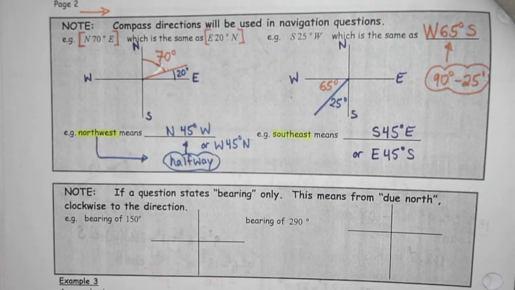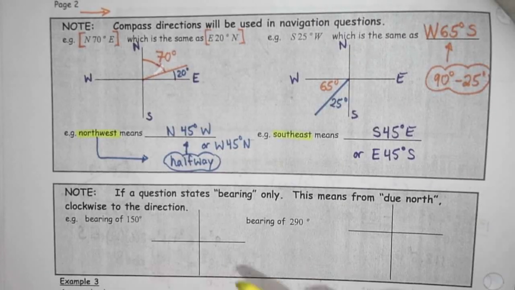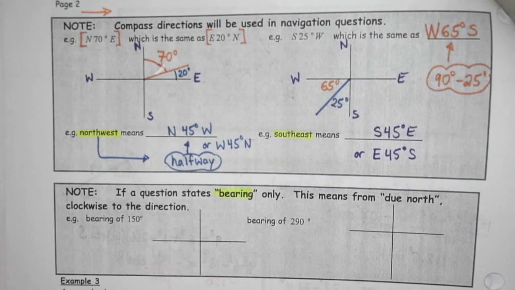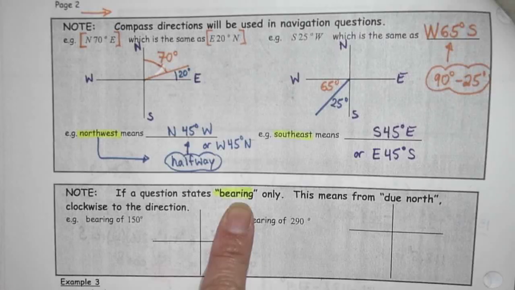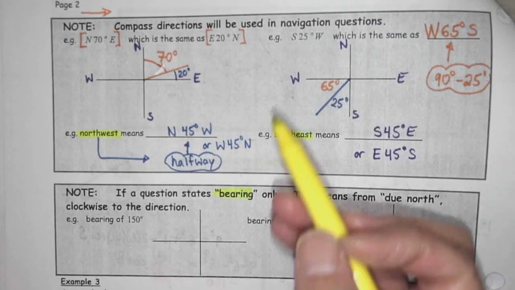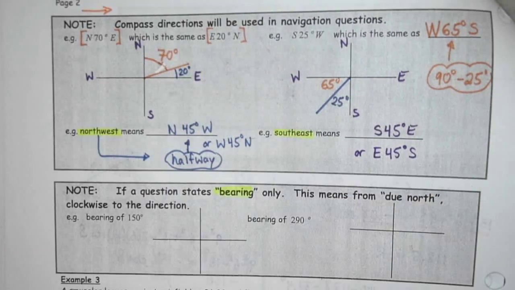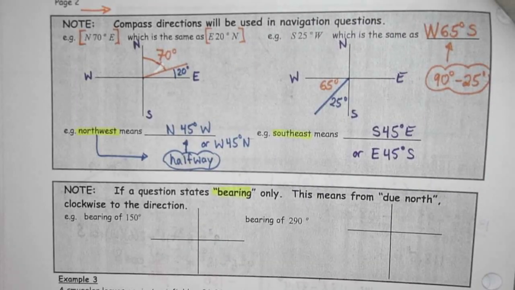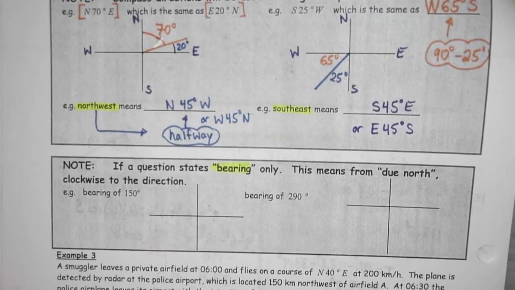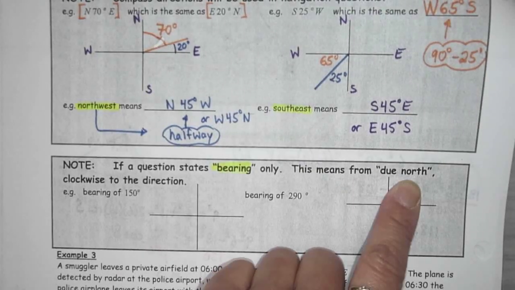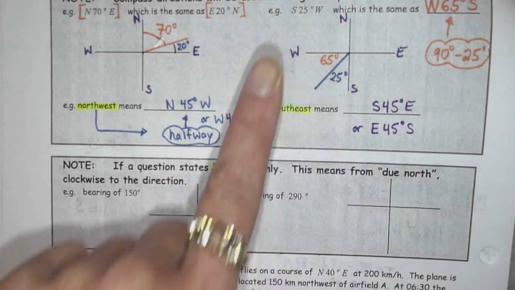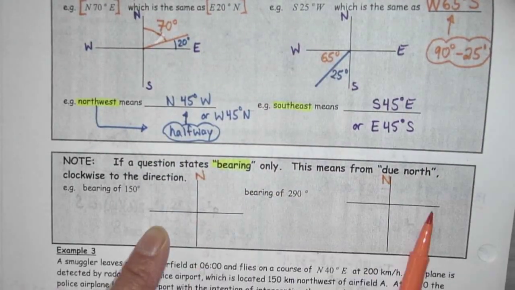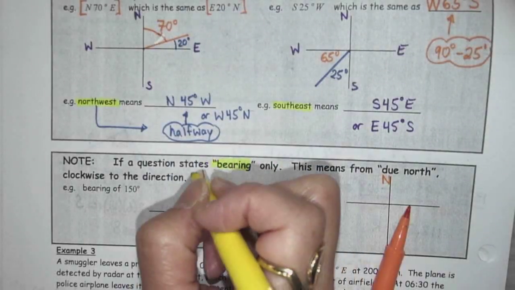If a question says bearing, and you do have to know this because sometimes I'll say make sure you state your angle as a bearing, right? Or I'll say with the compass, right? Compass directions, but bearing is something different. You probably never saw this before. Bearing means from due north. From due north. Due north, we just stated it up here. It's here. Due north. So from due north right here.